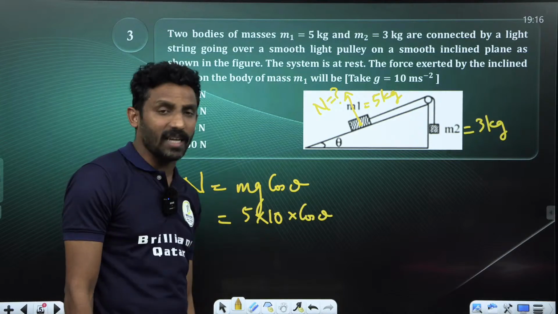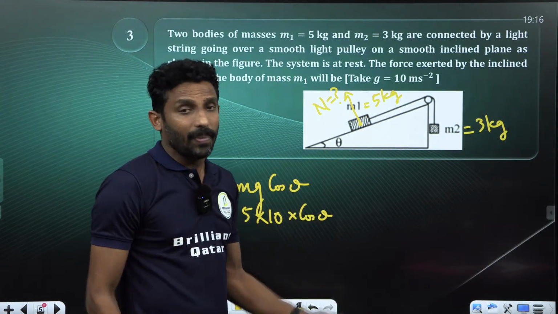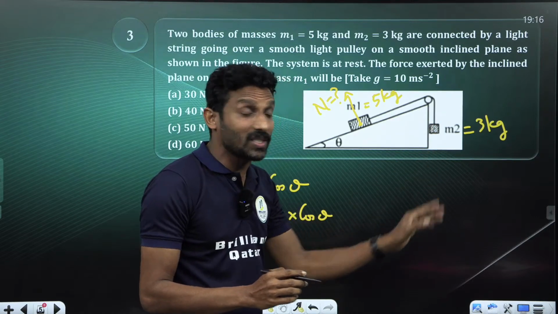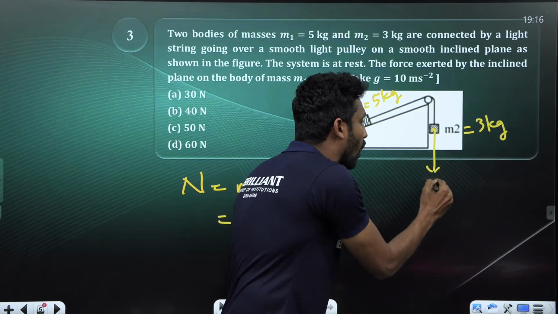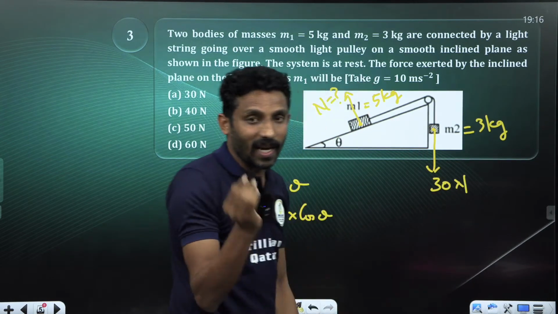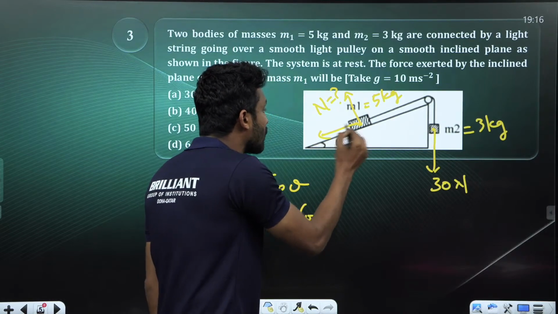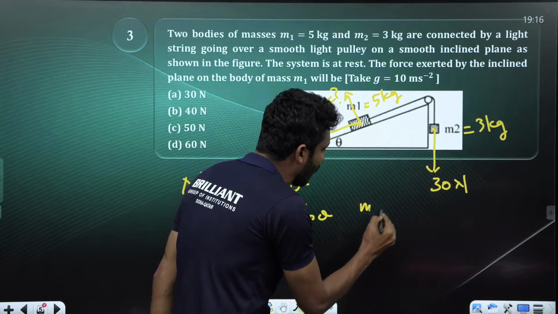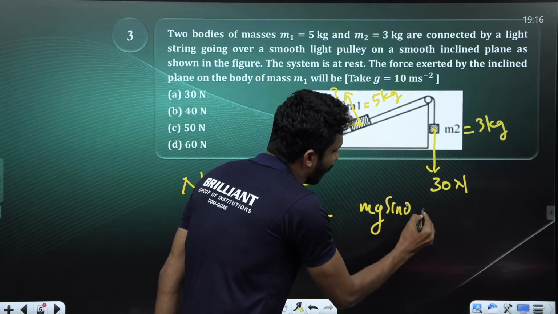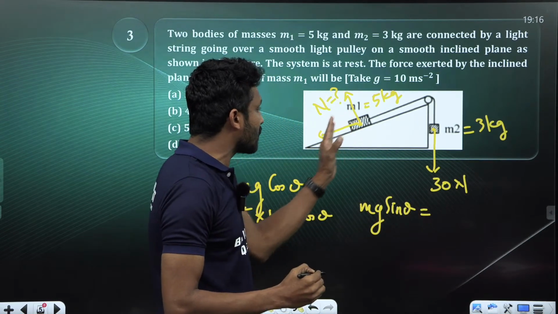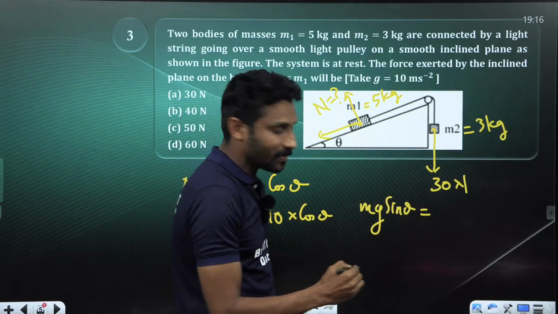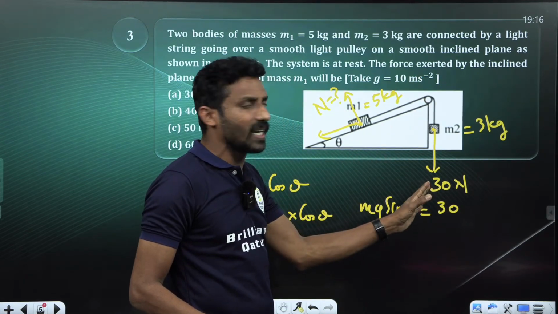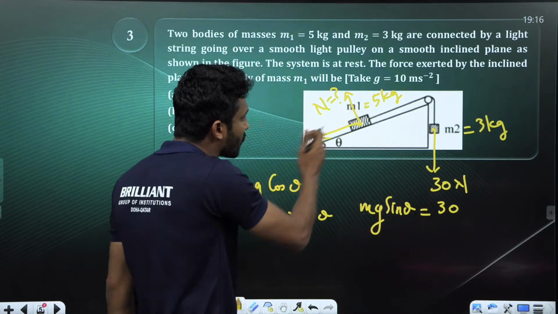It can be easily calculated by the equilibrium condition. The equilibrium condition means this vertical downward force, that is 30 Newton, is cancelled by this force. What is this force in this direction? It is mg sin theta, isn't it? This mg sin theta is equal to 30 only. This downward force is 30. Clear? And this force is mg sin theta.